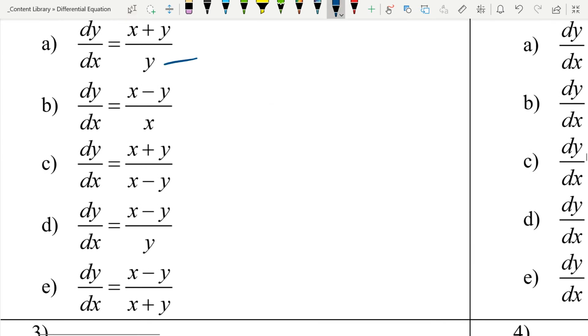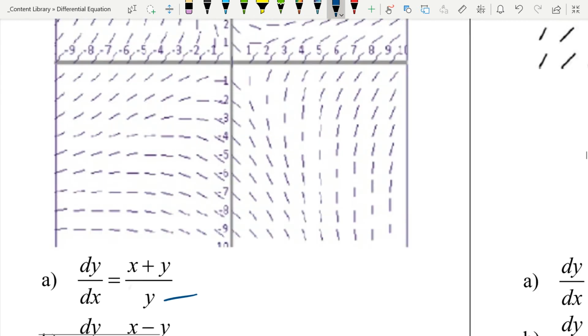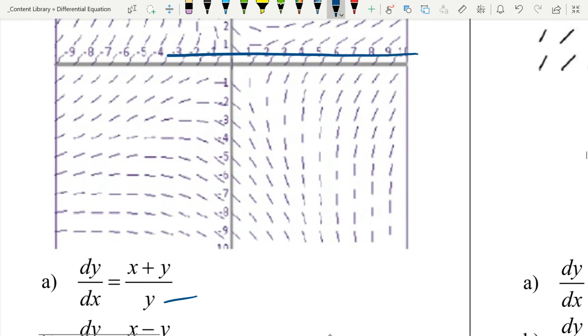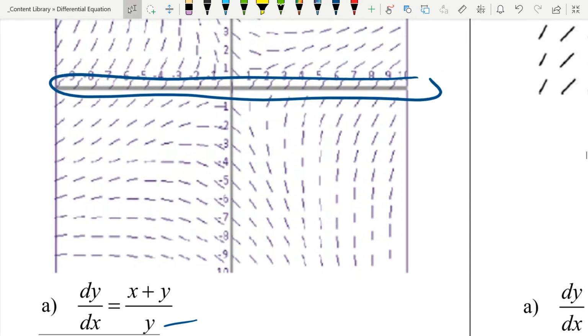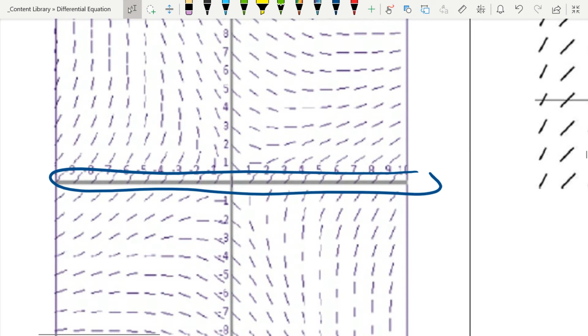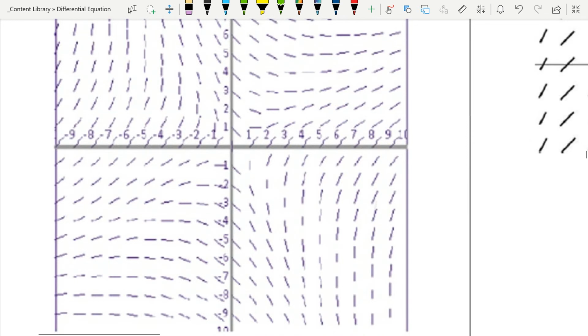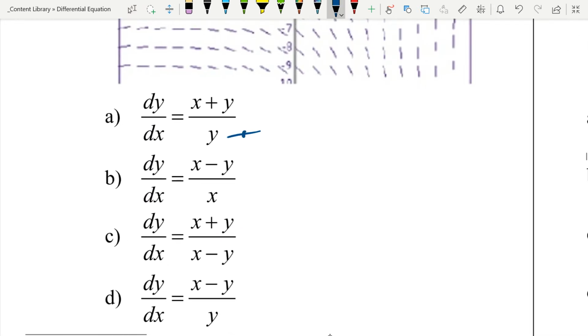What should be undefined on part A? Y equals to 0, right? But if you look at Y equals to 0, it's not undefined. Undefined is a vertical line, or without sketching anything. Let's have a look. Sometimes it's hard to read from undefined. Just put a question mark. There are multiple ways to test it. You don't only rely on the undefined thing.